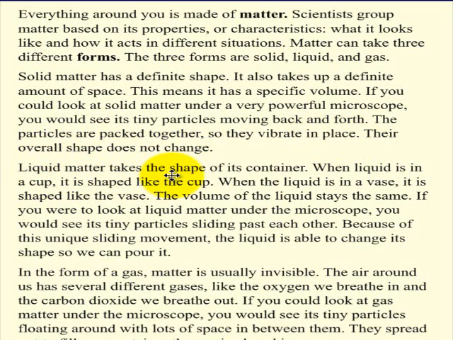Liquid matter takes the shape of its container. When liquid is in a cup, it is shaped like the cup. When the liquid is in a vase, it is shaped like the vase. The volume of the liquid stays the same. If you were to look at liquid matter under the microscope, you would see its tiny particles sliding past each other. Because of this unique sliding movement, the liquid is able to change its shape so we can pour it.